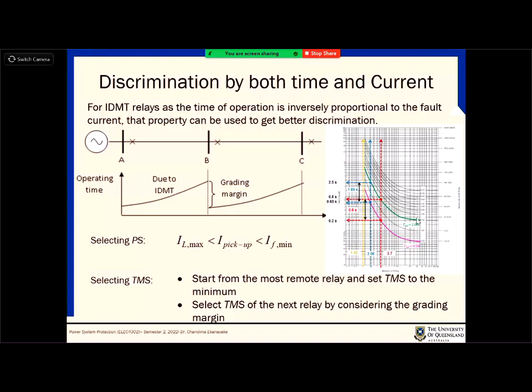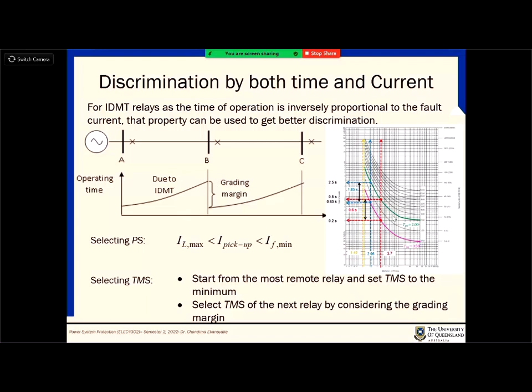If you have another relay there, you jump from here to the other curve, and then go along that curve towards the source. So you are changing the operating characteristics of the relay when you go from one relay to the other one. So these are the steps. There is a very easy way of doing this with a table, which I will explain to you.